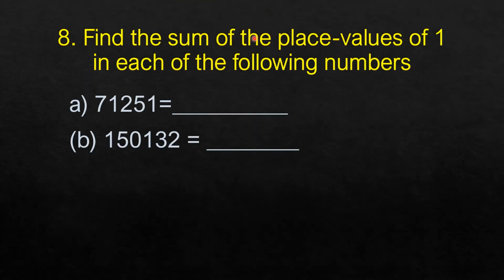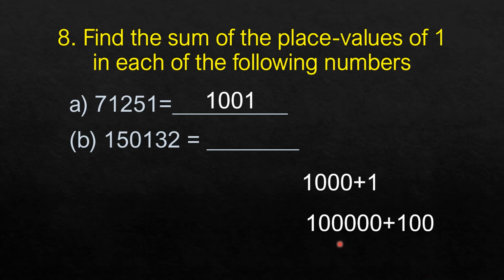Find the sum of the place values of 1 in each of the following numbers. Here, place value of 1 is 1000. Place value of this one is 1. So, you are asked to find the sum. So, 1000 plus 1. What is the answer? 1001. Here, 1 is in which place? 1 lakh. Here, 100. So 1 lakh plus 100, that is equal to 1 lakh 100.